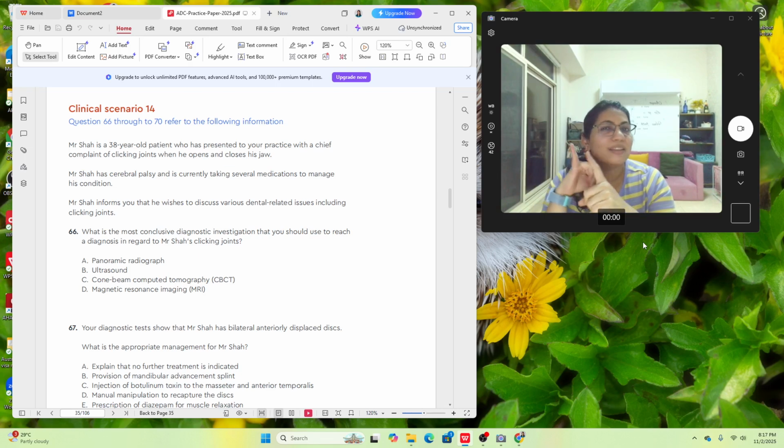Now, if it's just clicking and there is no pain, there is full range of the jaw movement that is happening, you don't have to do any treatment. You can just wait and observe. There is no need to give any sort of splint or medication because it's asymptomatic. It's just clicking, there is no pain, okay?